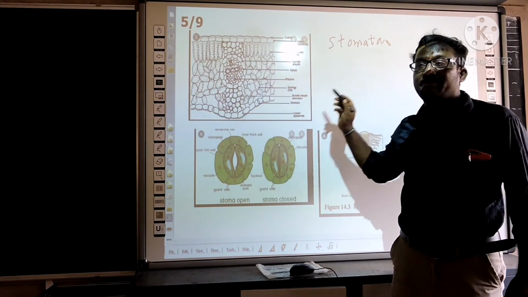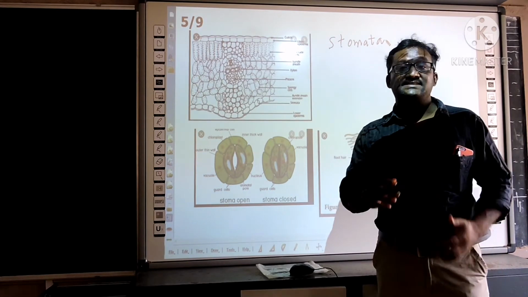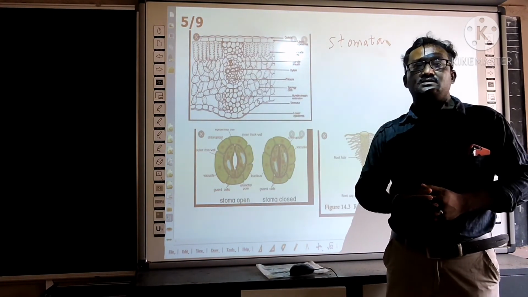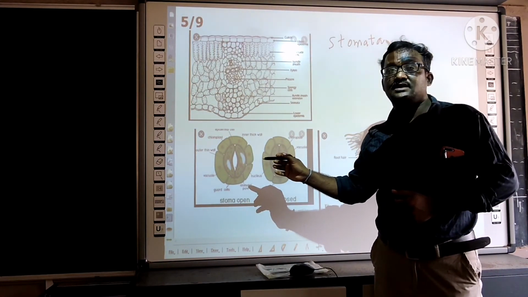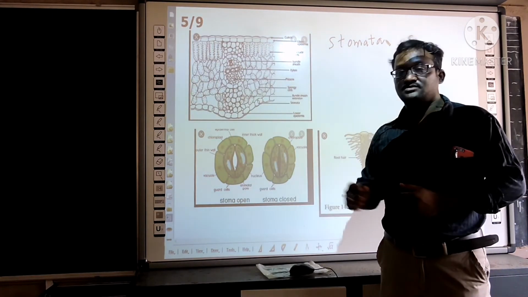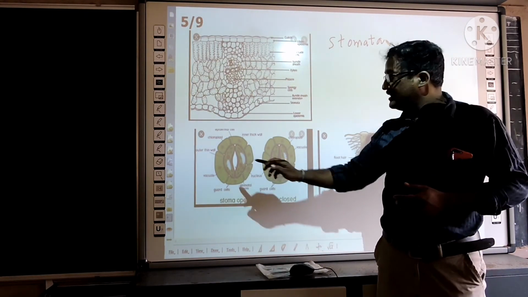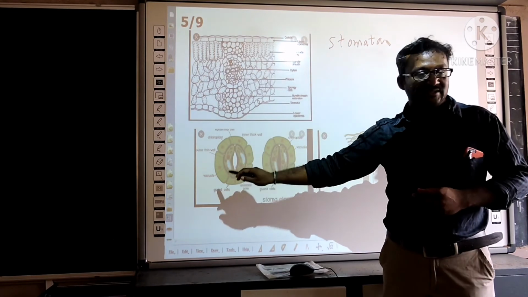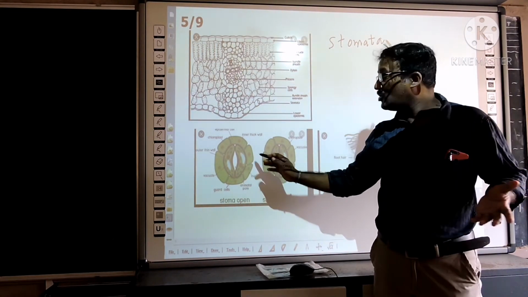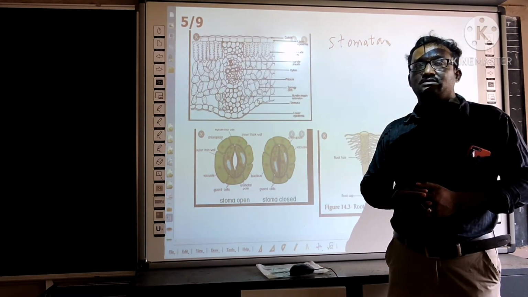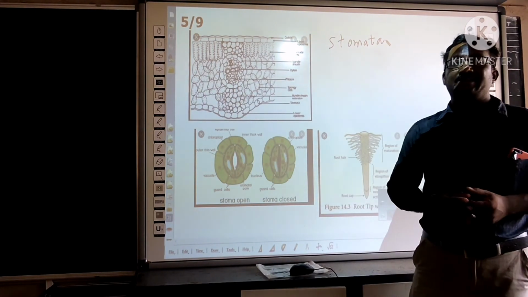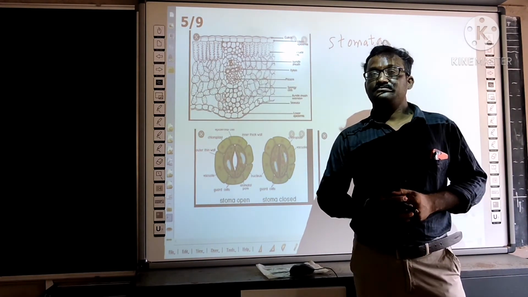What are the functions of stomata? Gaseous exchange. See the structure of stomata. The oxygen enters the plant and carbon dioxide leaves through the stomata because it can open and close. How does it open and close? It has two cells in dicot plants. What are the two cells? Guard cells. They can open and close. Through the stoma, the gaseous exchange takes place, and the transpiration also takes place through the stomata.